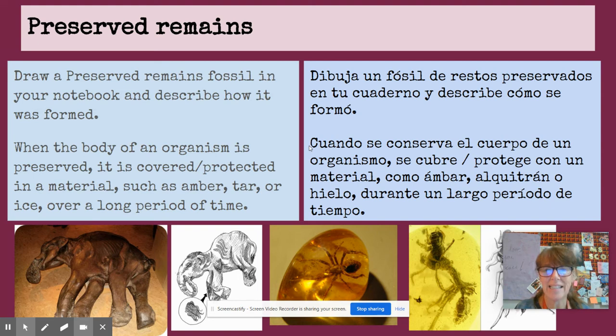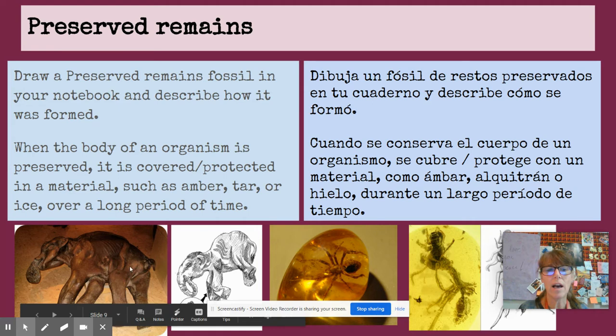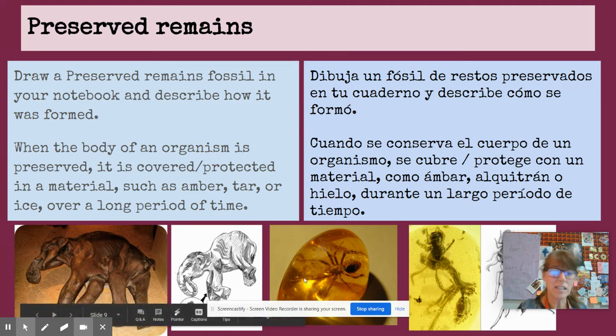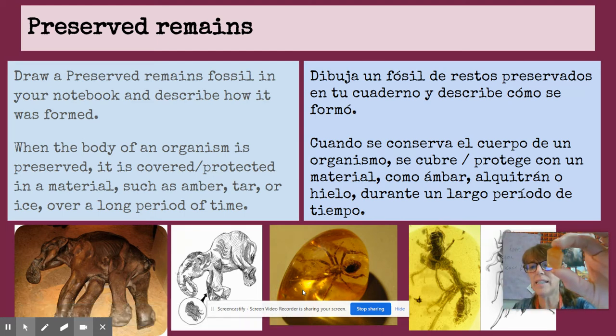Preserved remains. Say that again, preserved remains. So for example, this little elephant, or it's actually a mammoth named Lubia, was preserved in ice. There's insects preserved in amber. Sometimes insects, sometimes just a teeny tiny piece of pollen. Anything preserved in amber is a fossil.